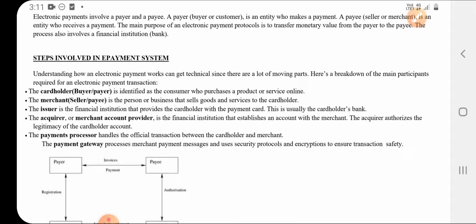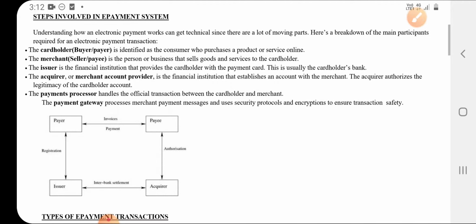So we know card holder, that is the payer. Payer means one who is buying. Then merchant, seller or the person who is selling, that is payee. Issuer is the financial institution connected with the buyer. Acquirer is the financial institution connected with the seller. The payment process handles the official transaction between the card holder and the merchant. So we have different payment processes. The payment gateway processes the merchant payment message and uses security protocol and encryption to ensure transactions are safe.